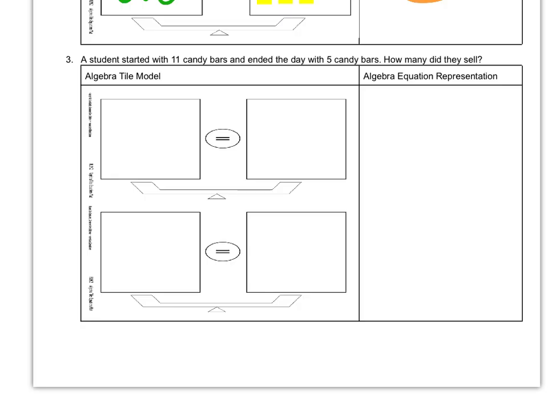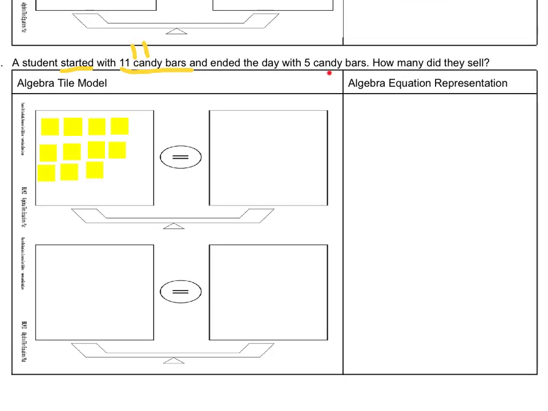We started with 11 candy bars, so that's a positive 11, so we have 11 ones. They then ended the day with 5. Ended means now, so that's equals 5 candy bars, so that's our total. Then it asks how many did they sell? Sell, is that positive or negative? That's negative, and we're trying to find how many, we don't know, so that's our negative x. Remember, the question is always what you're trying to find, so in this case, we need a negative x.